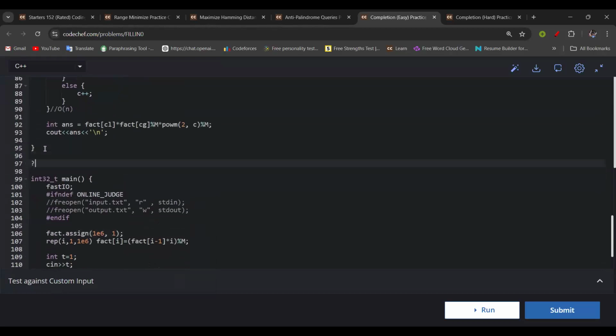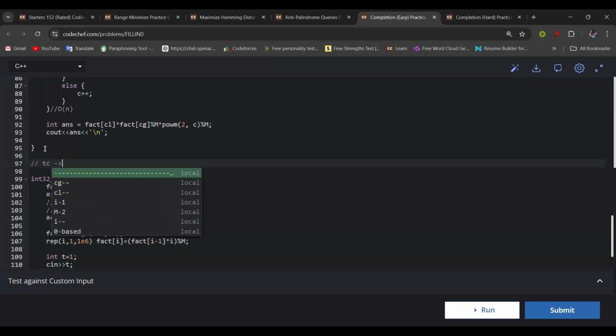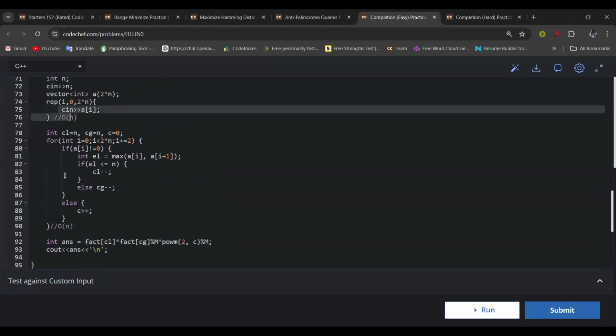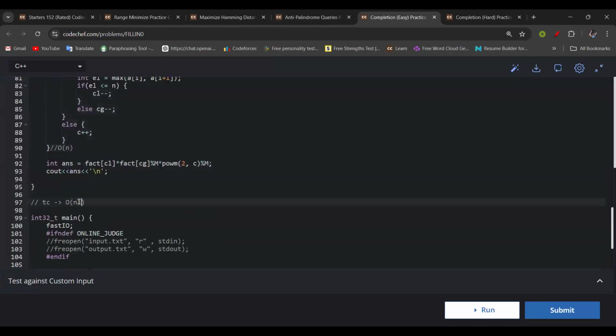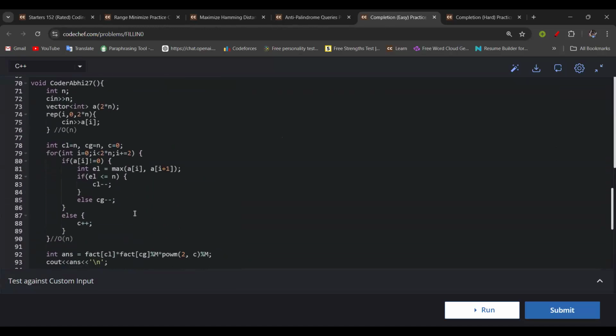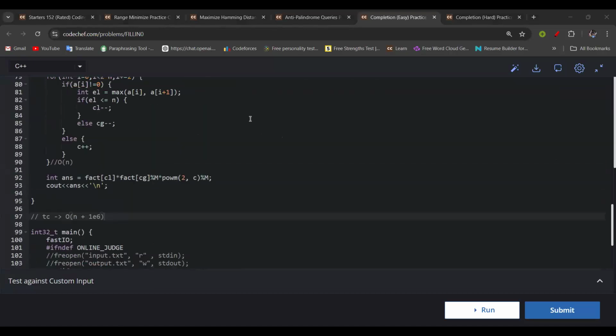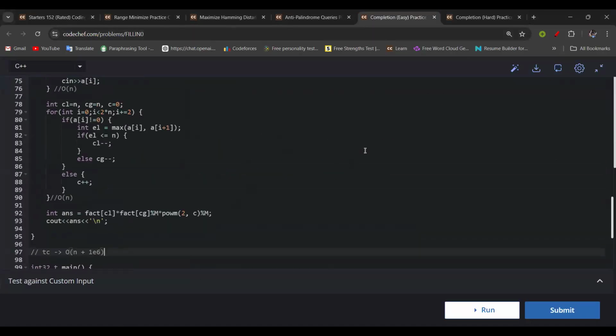So basically, my final time complexity is going to be O of n, and plus for the pre-computation, I am just doing 1e6 factorial computation. So that is, I can write O of n plus O of 1e6. Okay, so that's my final time complexity. I hope this easier version is clear to you. So we can move to the harder version now. If there is any doubt, you can ask. Then we'll move to the harder version.